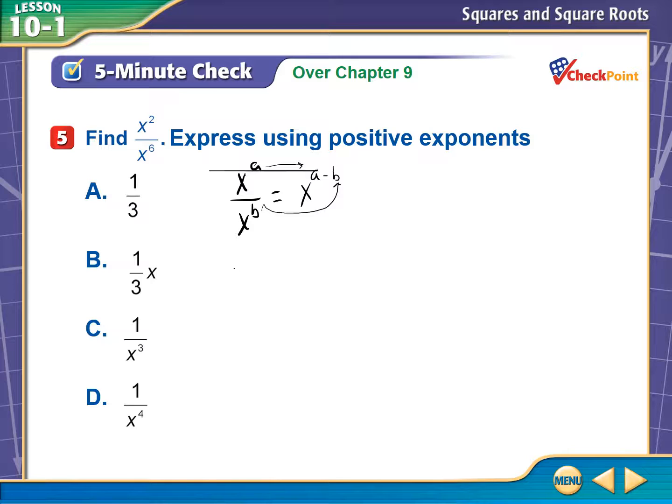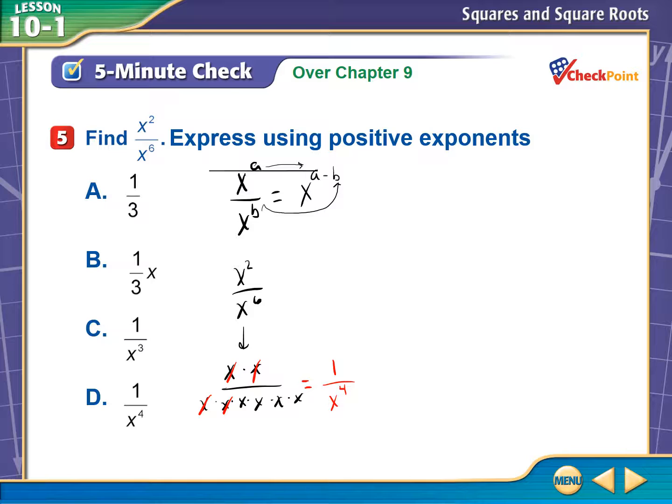So if we take x squared and divide by x to the 6th, remember if we were to write this out, that would be x times x in the numerator and then 6 x's in the denominator. So if I start canceling these out, 1 x there, 1 x there, what I have left is, in the numerator, all I have left is 1. In the denominator, I've got x to the 4th power. Right, so x squared over x to the 6th, if I write it out, I get 1 over x to the 4th power.